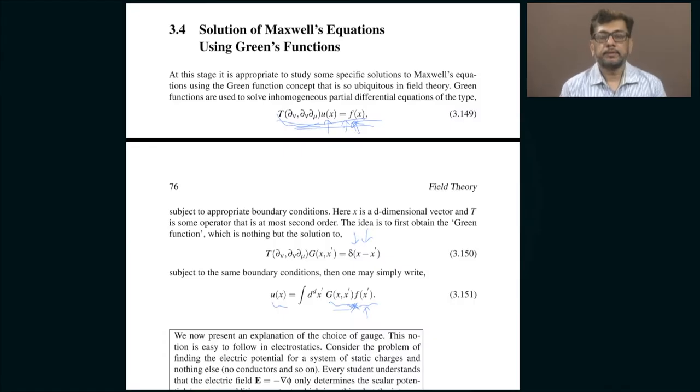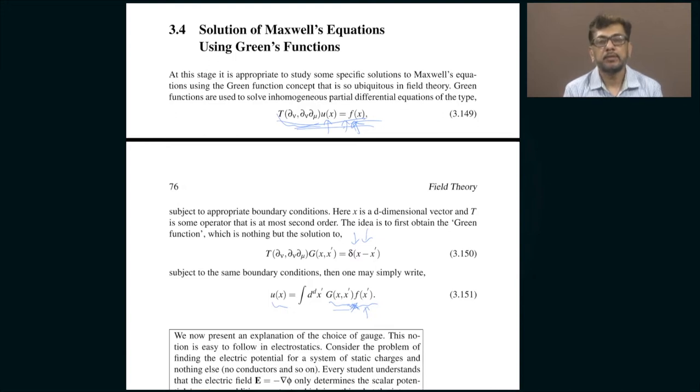Okay, so in today's class, I'm going to discuss another topic, and that is the solution of Maxwell's equations using Green's functions. This technique of Green's function appears repeatedly in many applications in physics, so it's worthwhile to know what Green's functions are. Specifically, Green's functions allow you to know the solution at some other point if you know the solution at some given point.